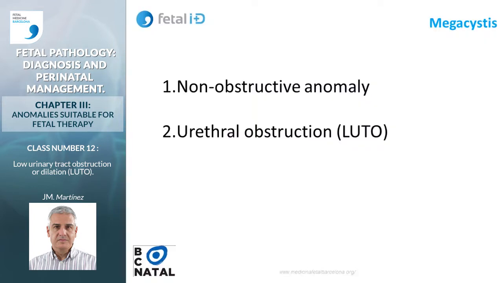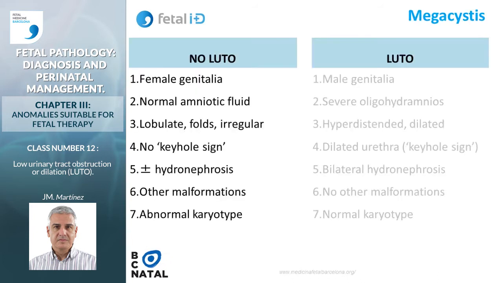When facing a megacystis, we can classify it as non-obstructive anomaly or secondary to urethral obstruction, what is called LUTO. We will suspect a non-obstructive uropathy in case of a female, with normal amniotic fluid, megacystis but lobulated, with folds and irregular. In case we do not see the keyhole sign, with less hydronephrosis, and when there are other malformations or with abnormal karyotype. In all these cases, we won't think in an obstructive pathology.